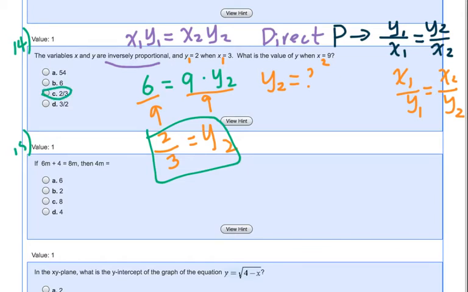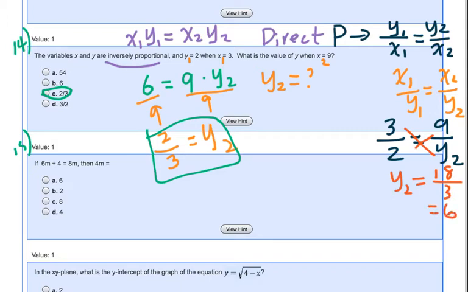Suppose it's a direct proportional. Then what to do? x1 equals 3, y1 equals 2. Then we know here's 9 and y2 we're looking for. Then you can use cross multiply. So y2 equals 18/3 equals 6. If it's a direct proportion, then y2 will be 6.